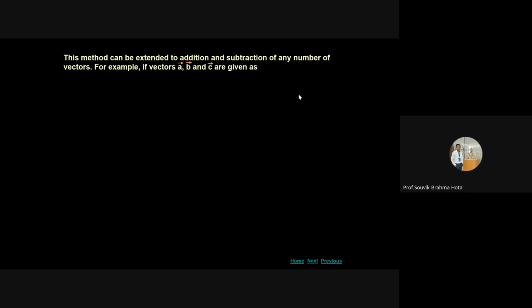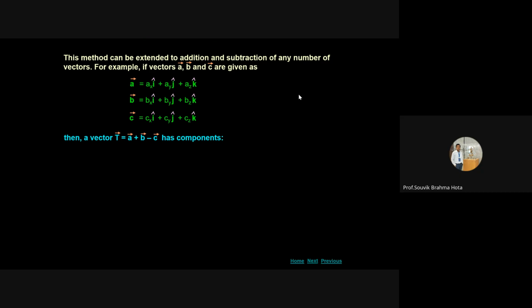Let's suppose you have vectors A, B, and C. A is Axi plus Ayj plus Azk. B is Bxi plus Byj plus Bzk. And C is Cxi plus Cyj plus Czk. Now my operation is to find a vector T, which is A plus B minus C.